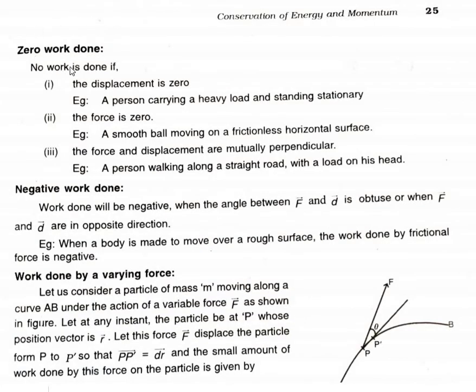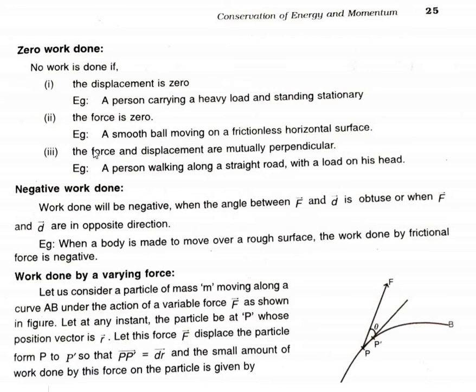The work done is 0 when the displacement is 0. If the displacement is 0, there will be no work done. A person carrying a heavy load and standing stationary has force but no displacement, so the work done is 0. We know that W is equal to F dot D. If the force is 0, then also the work done is 0.